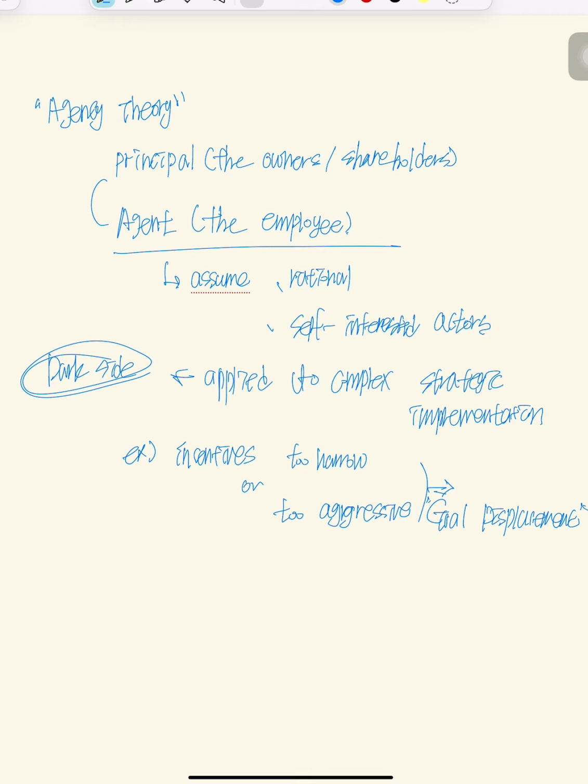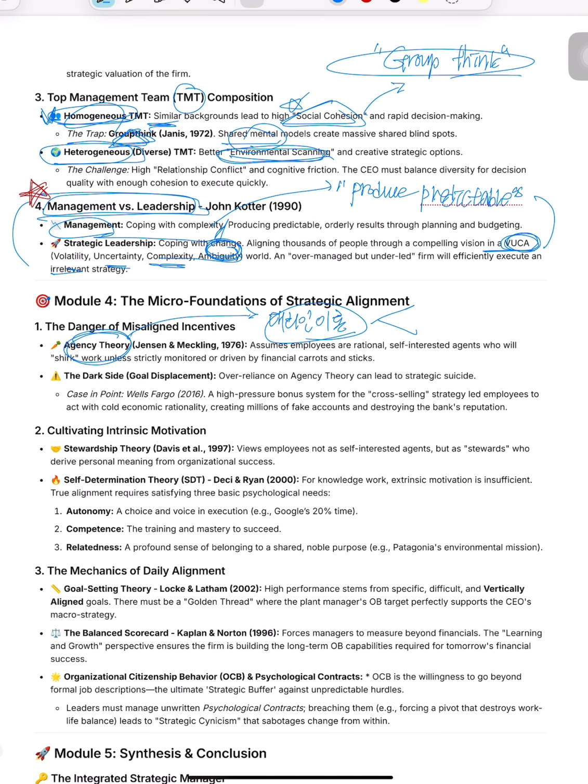So in contrast to the cynical view of agency theory, we'll look at stewardship theory as well. This theory suggests that employees are not just self-interested agents, but can be stewards, who derive deep utility and personal meaning from the success of the organization.